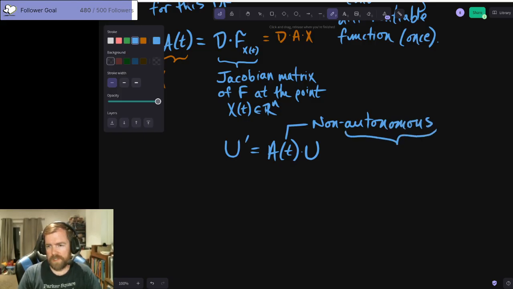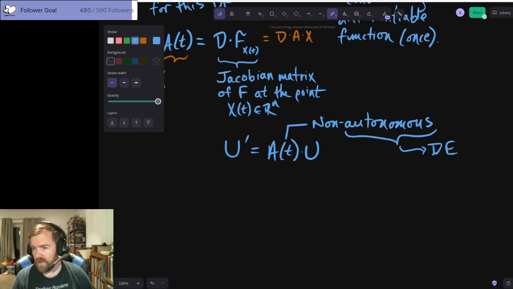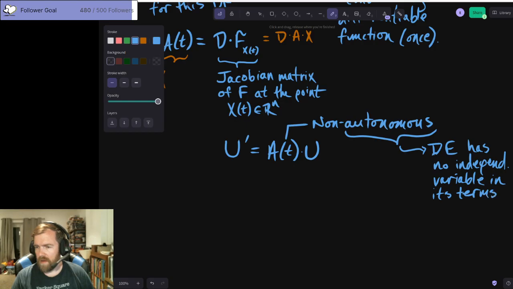The word autonomous itself just means that our differential equation has no independent variable in its terms. In other terms that we've heard before, I would probably say it was time invariant.